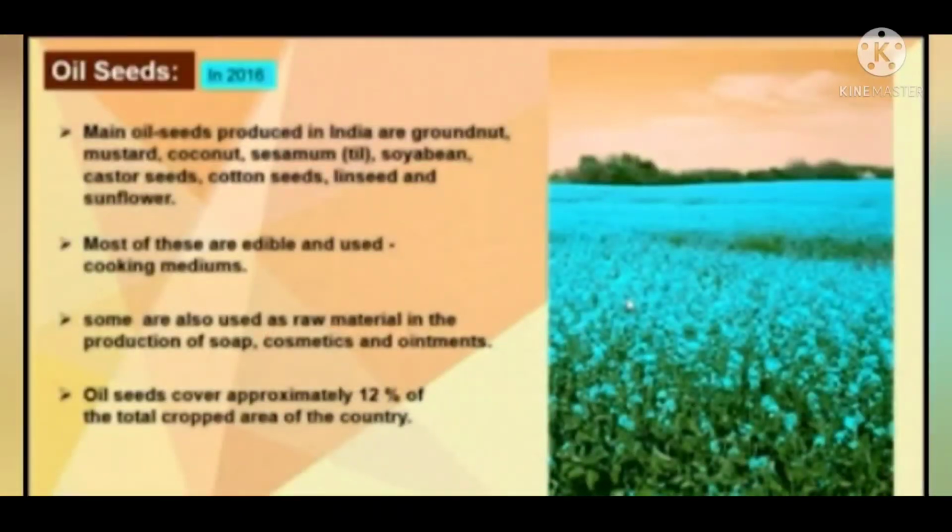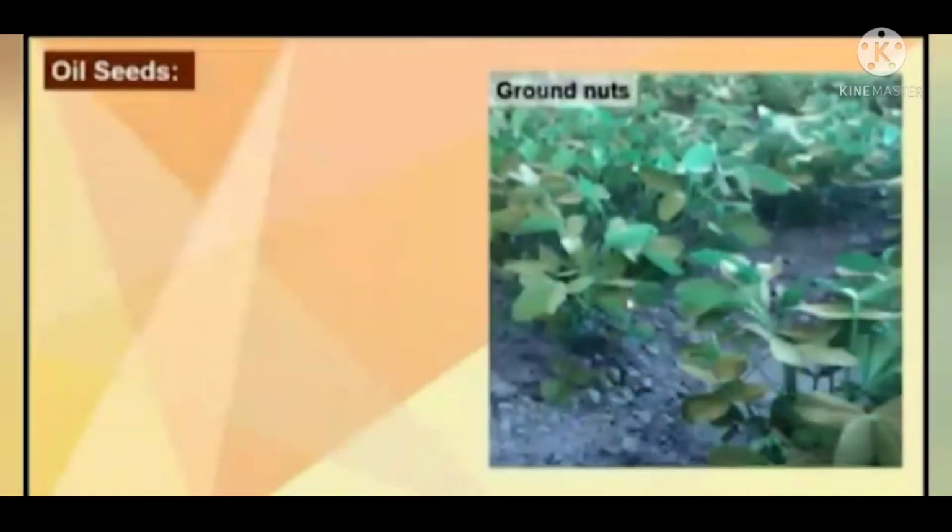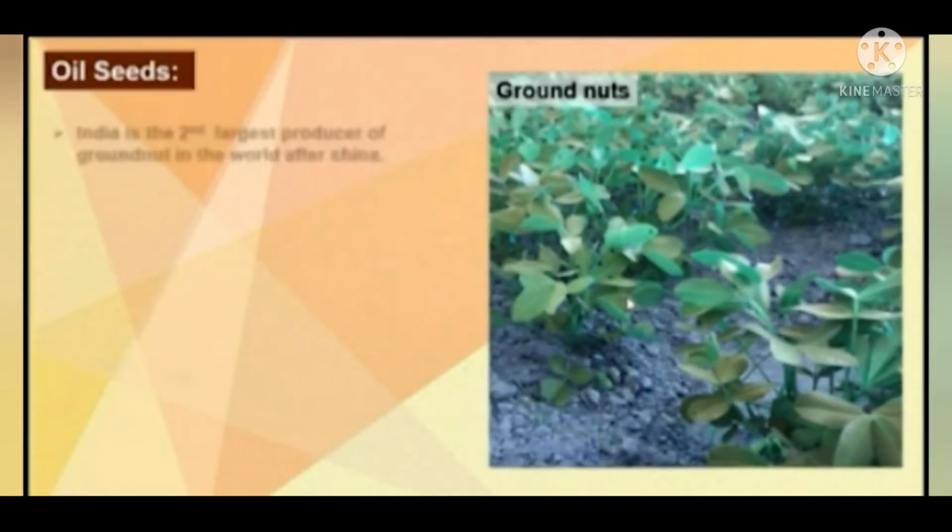Now, among the oilseeds, the number one crop of India is groundnuts. Out of all the oilseeds, 50% is groundnuts that is produced in India. So where does India lie when it comes to the production of groundnut? Again, we rank second next to China.